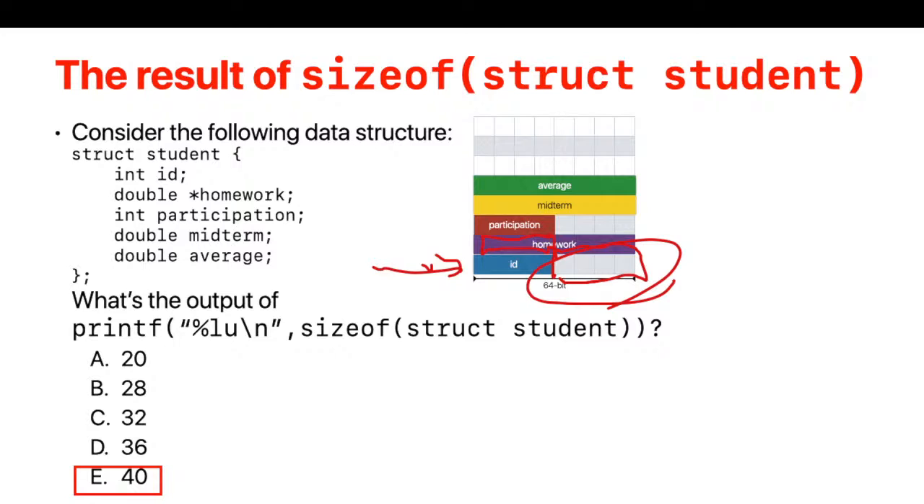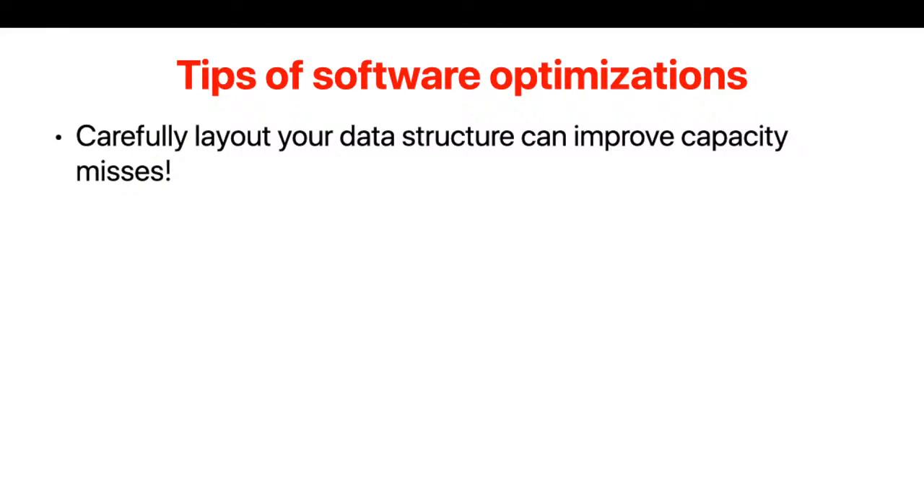A compiler can never do that, right? So here's the thing: you have to know hardware architecture. This is the first lesson I'm teaching: carefully lay out your data structure. Just change the order in your data structure. It improves the size of data, which also implies that you can potentially reduce the capacity or conflict.